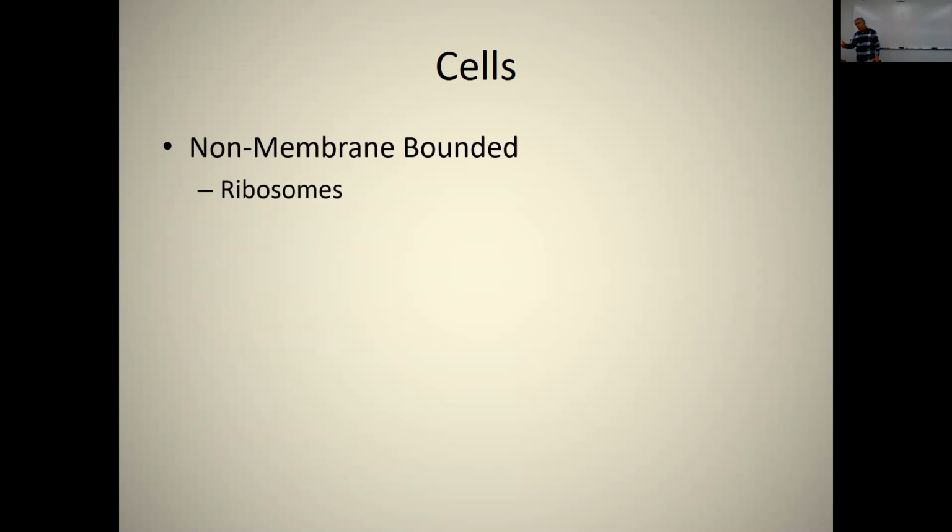So those are all membrane bounded. Ribosomes are not membrane bounded, and that's where mRNA is translated, and you make proteins according to the message in a gene.